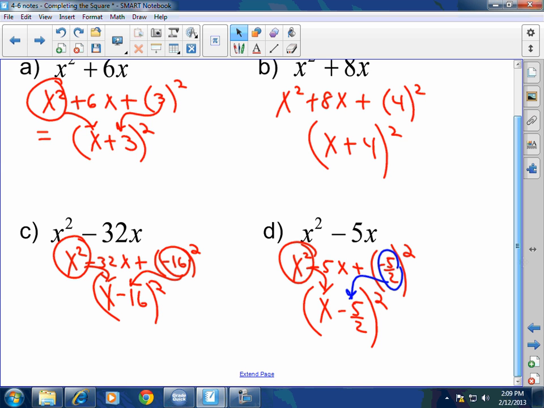Promise? Yes, sir. Okay. We're creating a perfect square, son.